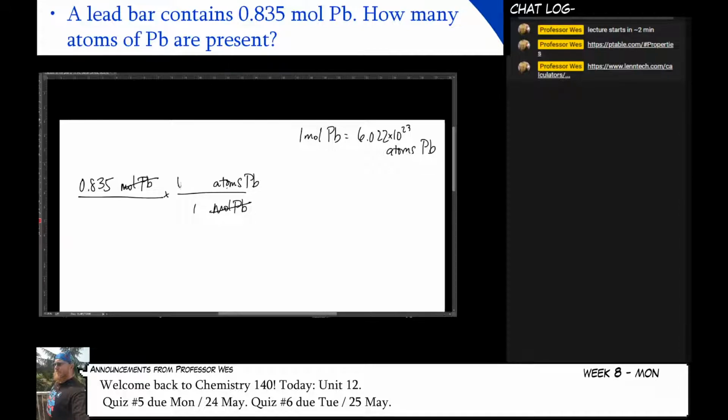And then we'll run the numbers here. And so when I punch that into my calculator, I get 5.03 times 10 to the 23 atoms of lead.